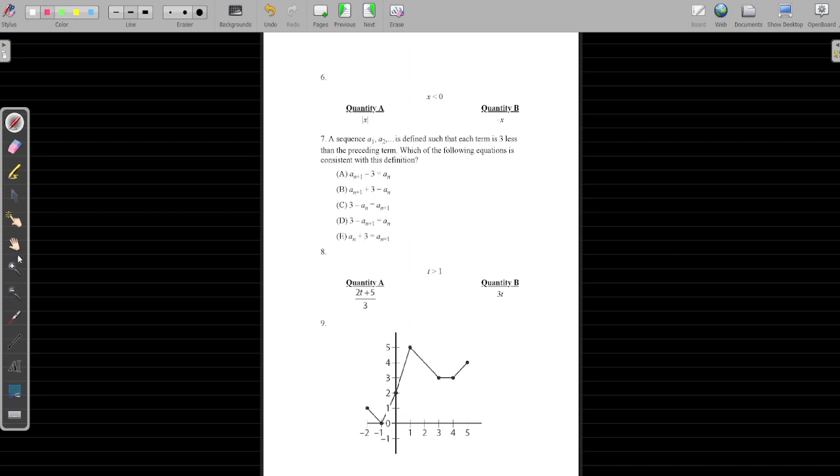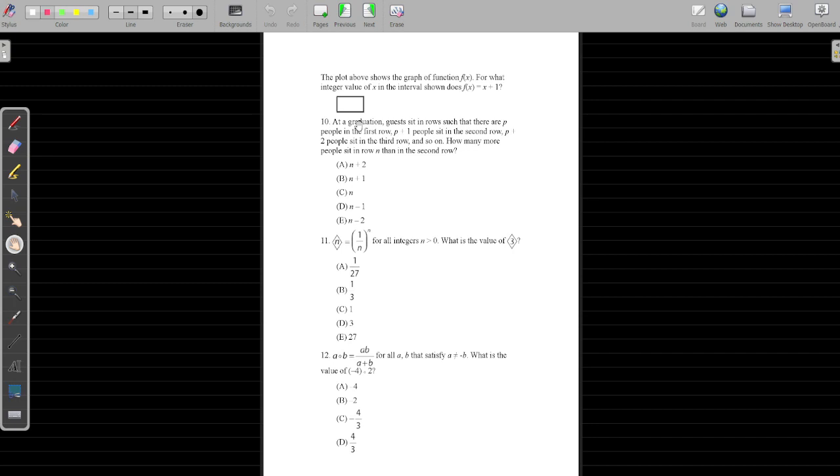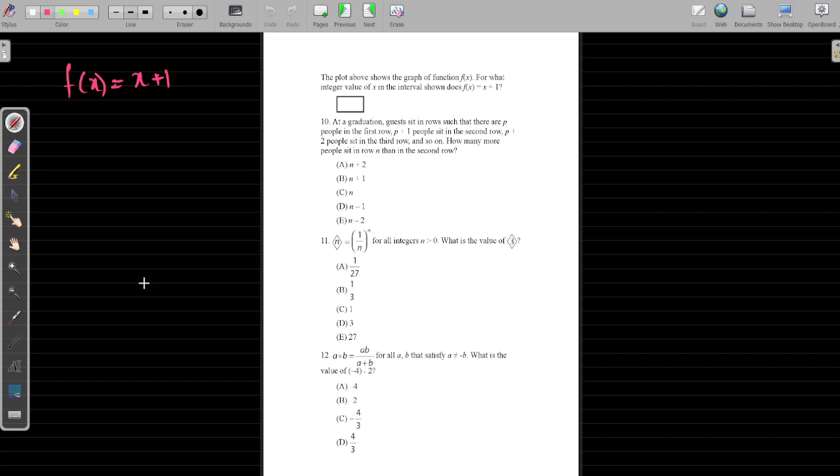Okay, now I'm going to solve question number 9. This is a graph, and the question says the plot above shows the graph of the function f of x. So they have given f of x equals x plus 1, and for what integer value of x in the interval shown does this one hold? Here the interval is here, right? So the functional value will be 0. So x equals how much? Minus 1.